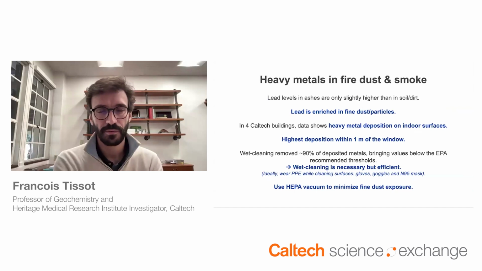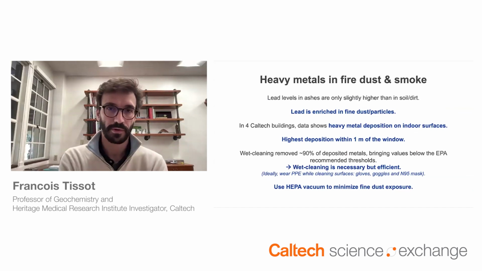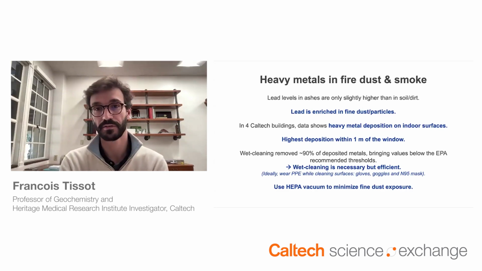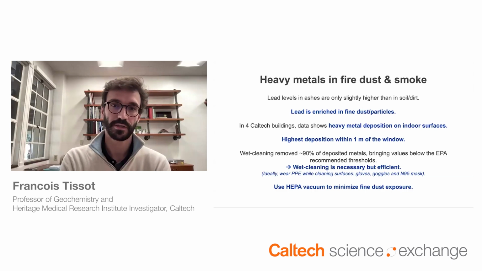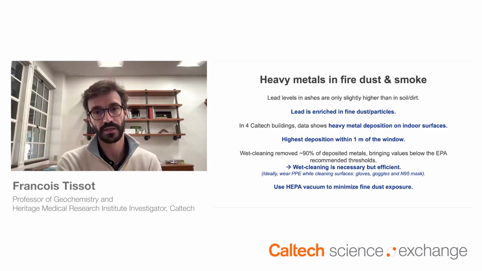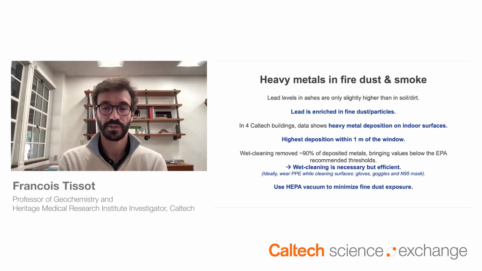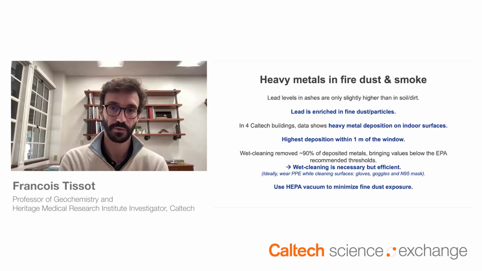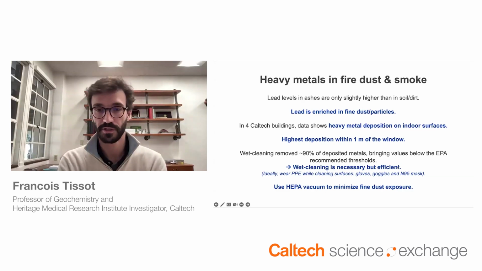So if I have to summarize what our preliminary findings have revealed, although a lot of people are worried about the ashes, they actually do not contain the highest amount of lead. It is only a factor of 5 to a factor of 10 more than a typical soil. The lead is going to be mostly confined to very small particles and dust, and those will make their way inside indoor spaces. We see a very high deposition close to the window compared to furthest from the window. And wet cleaning is therefore necessary. But the good news is that it is efficient.